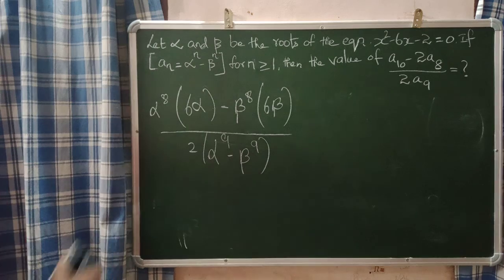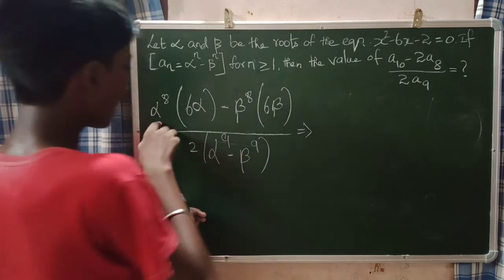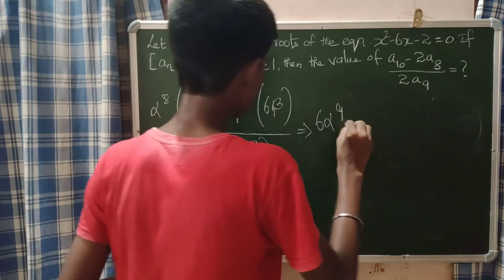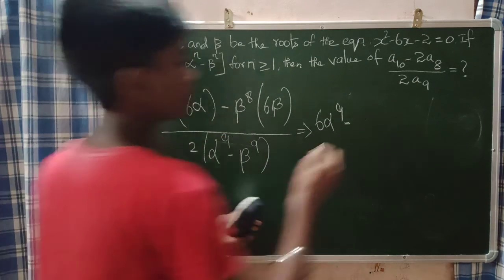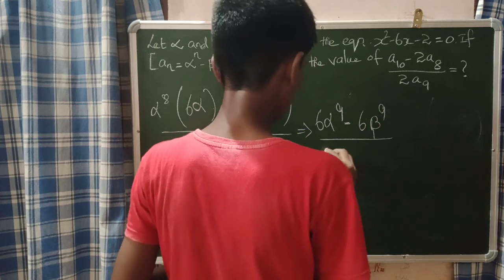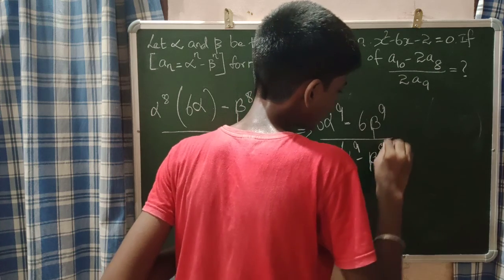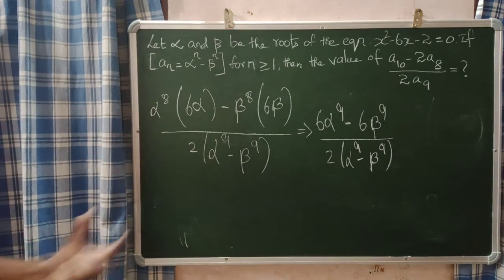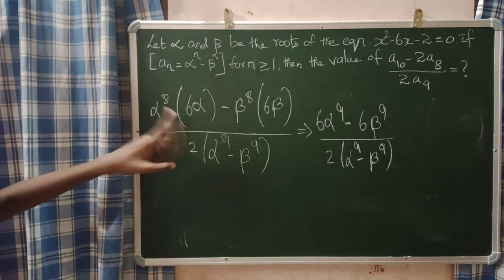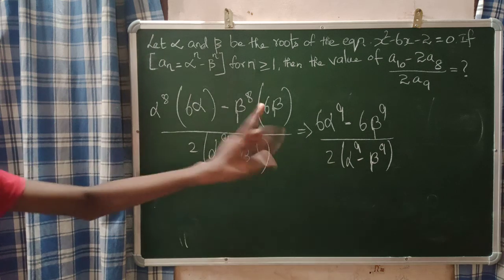Now guys, in your numerator, just try to solve it. Solve it means just open your bracket. So alpha to the power of 8 into 6 alpha will be 6 into alpha to the power of 9. Then minus beta to the power of 8 into 6 beta will be 6 into beta to the power of 9. Then divided by 2 into alpha to the power of 9 minus beta to the power of 9. What I did is a very simple thing guys: simplify the numerator by opening the bracket.